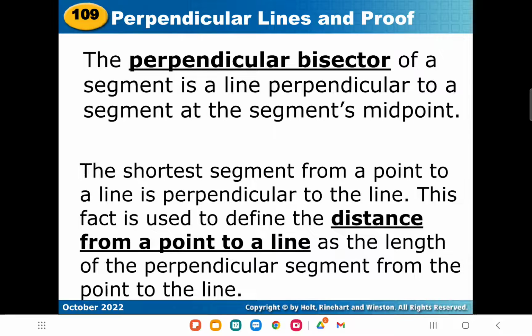Before we get started, let's review the definition of the perpendicular bisector of a segment, and we'll use that to define the distance from a point to a line. You'll remember that the perpendicular bisector of a segment is a line perpendicular to the segment at the segment's midpoint. So if I have my segment AB, and my midpoint is M, then we know AM is congruent to BM, and the perpendicular line is a segment, line, or ray that intersects, making a 90-degree angle with segment AB at point M.